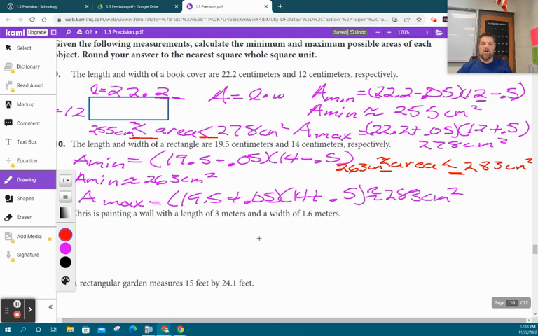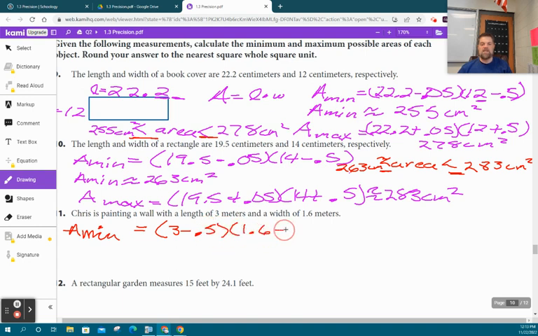Chris is painting a wall with the length and the width. So on all these problems, we're basically doing the same thing every time. So the area minimum is equal to 3 minus 0.5 times 1.6 minus 0.05. Again, I just plug that in my calculator to figure out what it is.